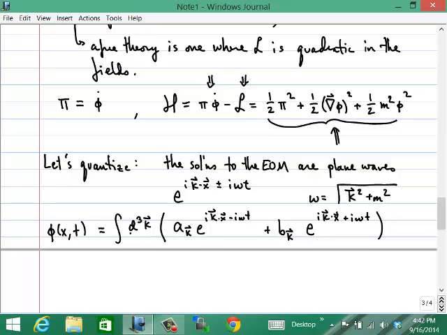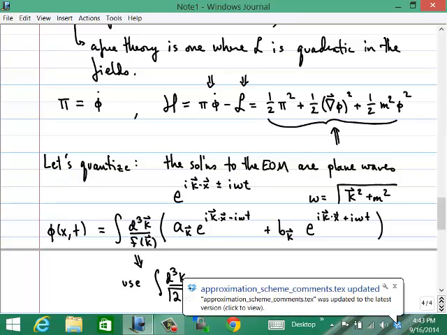And I've left myself a little room here because I'm always free to introduce some normalization that depends on k. That's just how I choose to normalize my coefficients in this Fourier expansion. And so, for future convenience, I'm going to use the Lorentz invariant measure, integral d3k over the square root of 2 omega k. On your next problem set, you'll prove that that measure is Lorentz invariant.